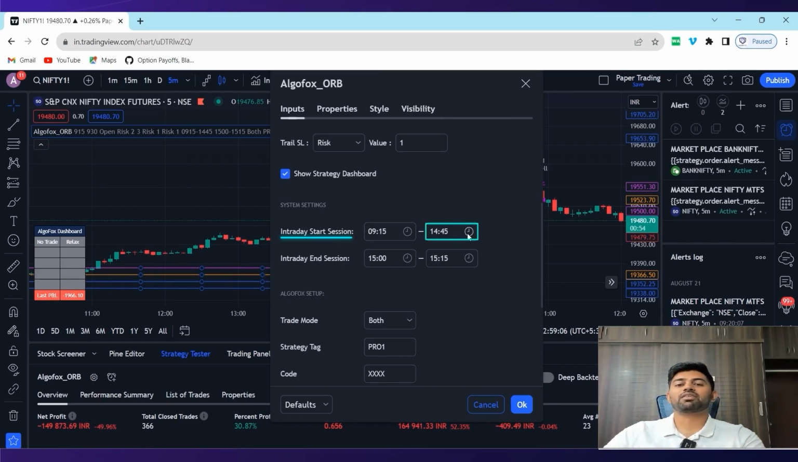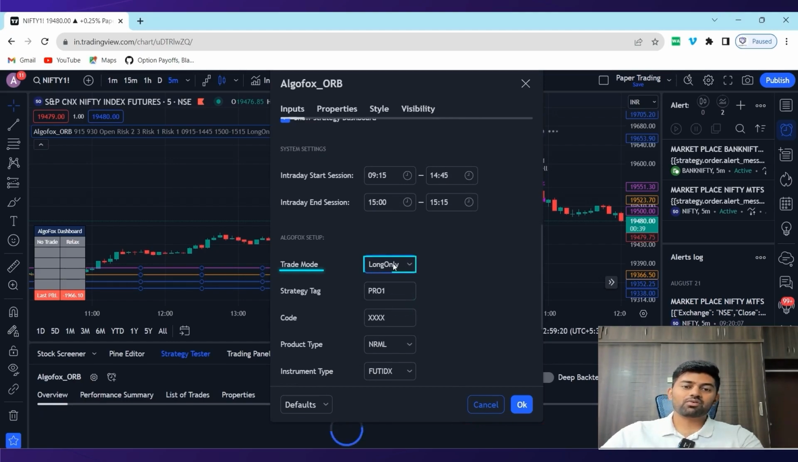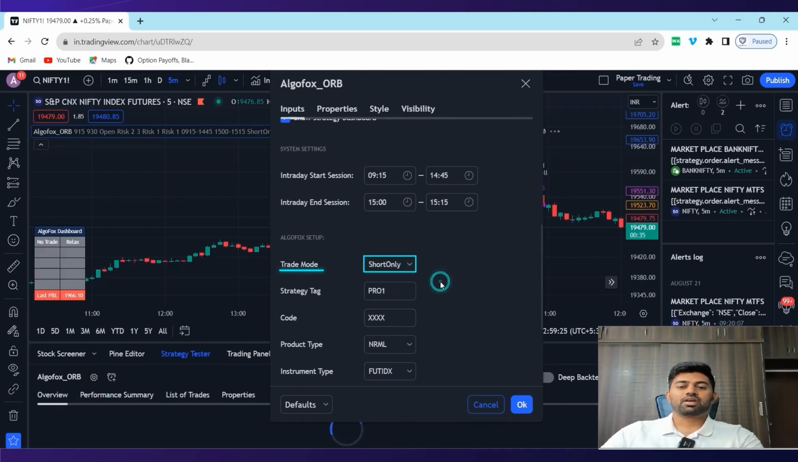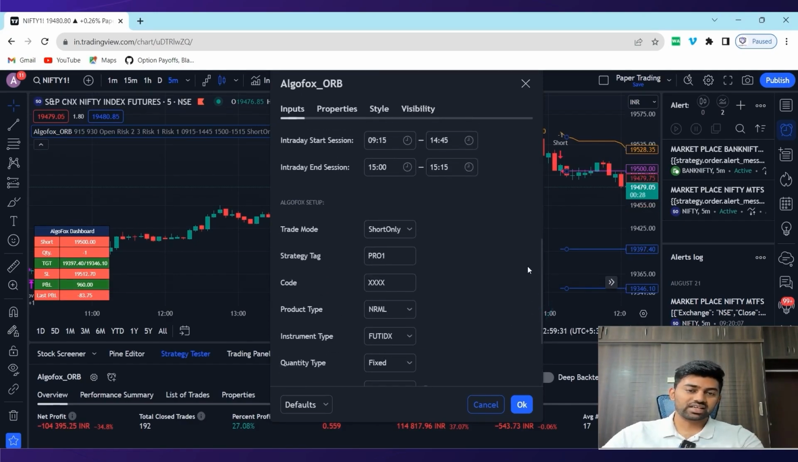So for example, if I've defined 2:45 for intraday trading, I will not take any trades after 2:45. Similarly, if I want to take only long positions for a particular day, instead of trade mode both, I can choose long only. If I want only short positions, I can choose short only. And these are the AlgoFox setup code. If I want to automate these trades, I can use AlgoFox settings also.